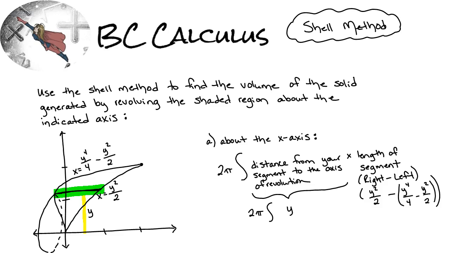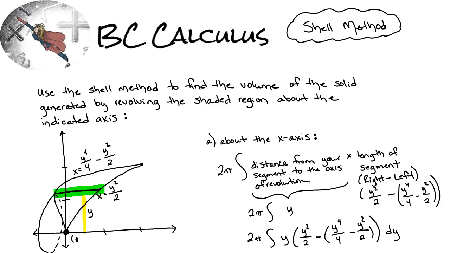So if I put this all together, I have 2 pi. We'll come back and put limits in. y times y squared over 2 minus the quantity y to the 4th over 4 minus y squared over 2, dy. And the limits of integration would be the y coordinates, because this whole problem is in terms of y, the y coordinates of intersection.